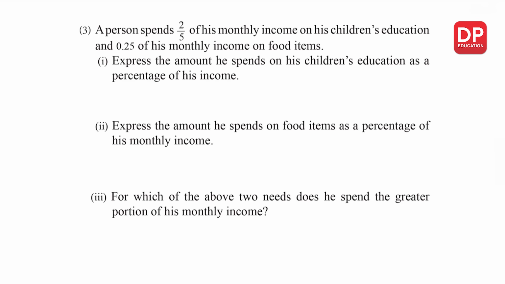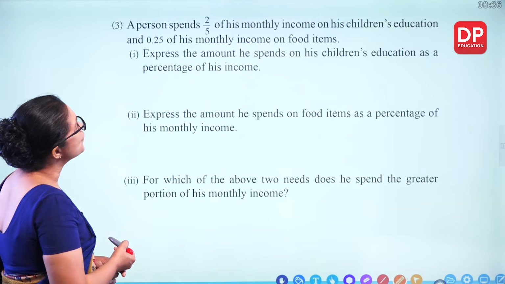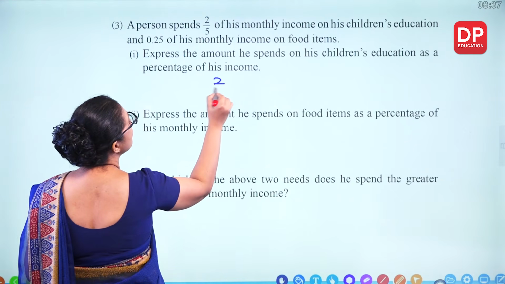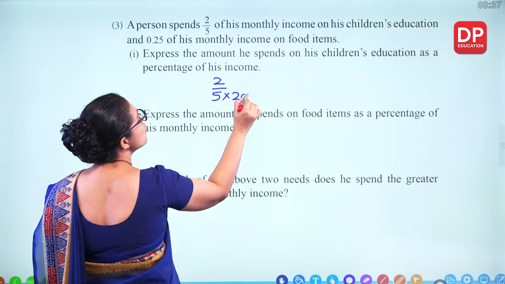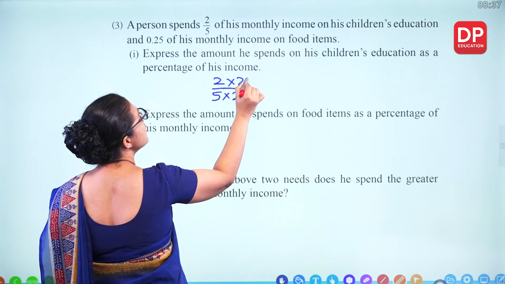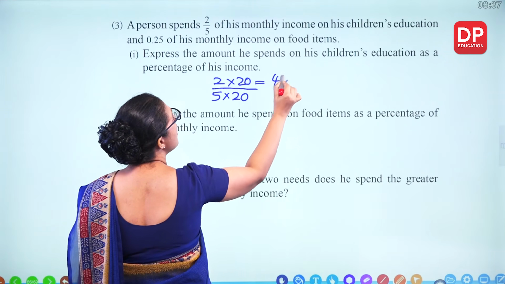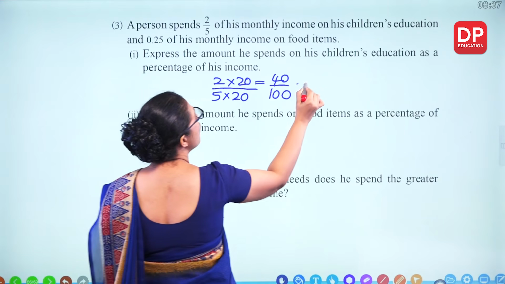A person spends 2/5 of his monthly income on his children's education and 0.25 of his monthly income on food items. Express the amount he spends on his children's education as a percentage of his income. 2/5. How do you convert to a percentage? Convert this to denominator 100. 40 over 100, that means 40%.